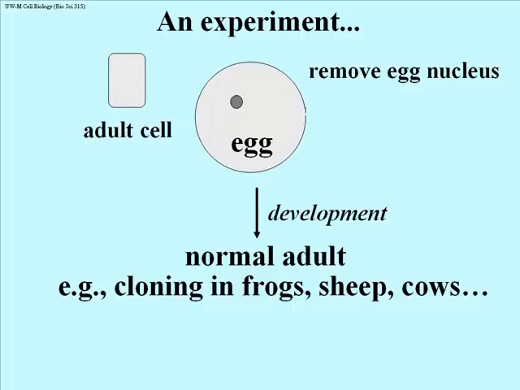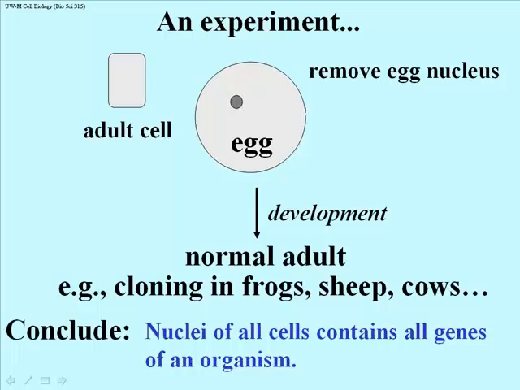But this is the essence of cloning organisms, the way you've read about this in newspapers or seen it in the specials on TV. So you can conclude from this kind of experiment that the nucleus of all cells of an organism, in the case of the frog it was an intestinal cell, but pretty much any cell can be used, all somatic cells of an organism contain the same genes as you would find in a fertilized egg.